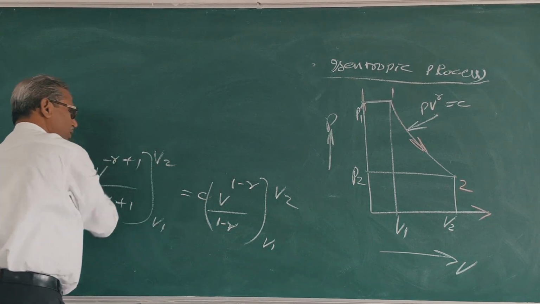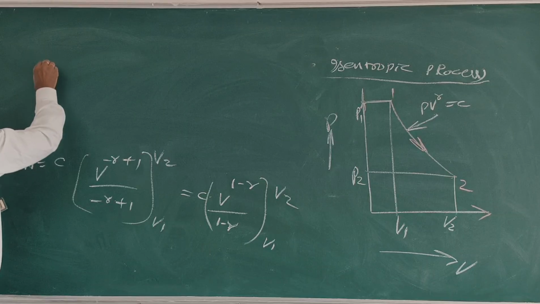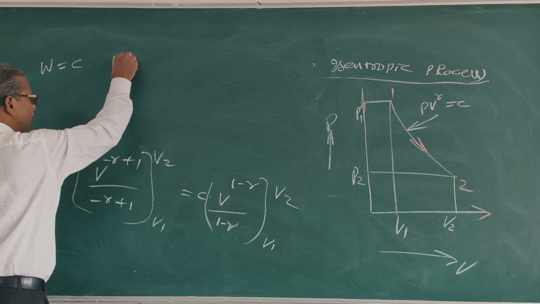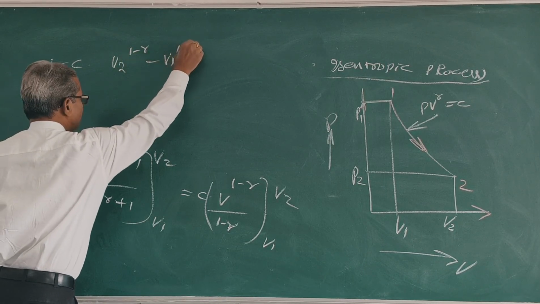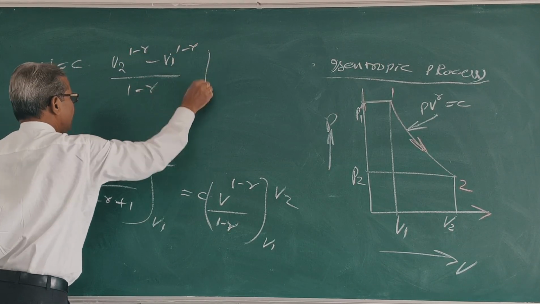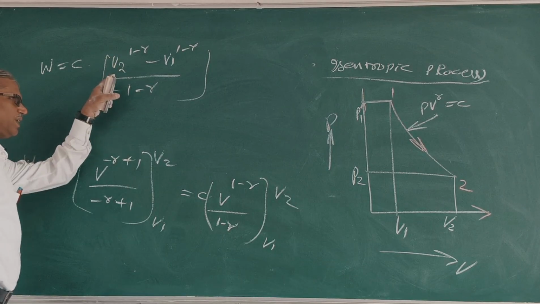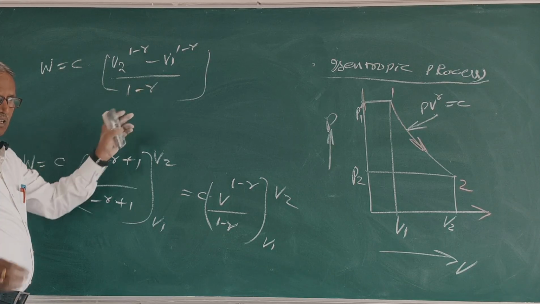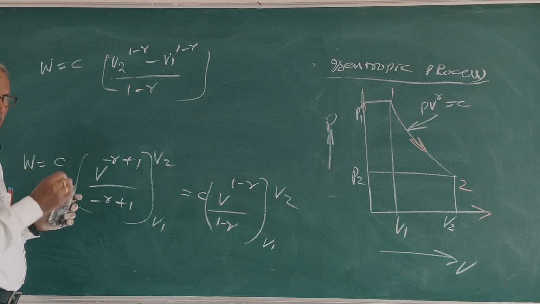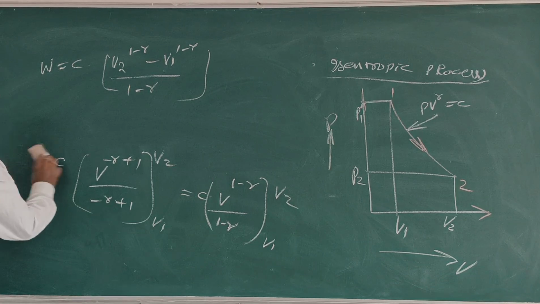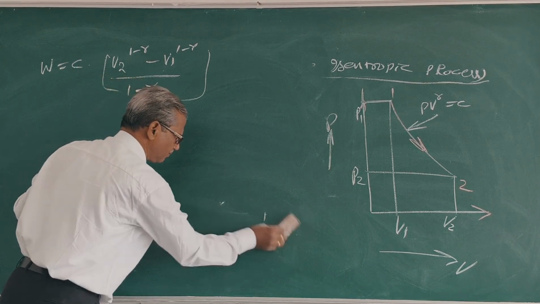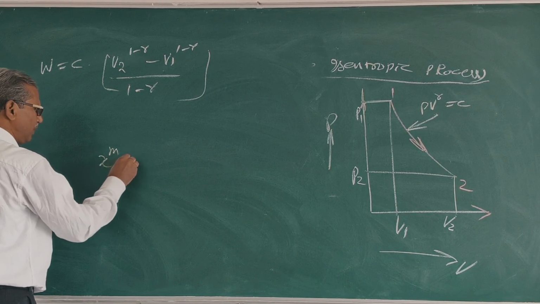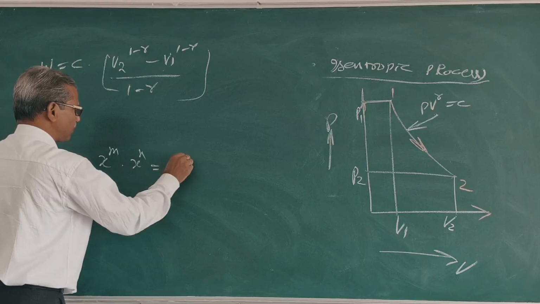So work done is equal to C into V2 to the power of 1 minus gamma minus V1 to the power 1 minus gamma, by 1 minus gamma. Put C is equal to P2 V2 to the power gamma here, and P1 V1 to the power gamma there, because when equating with the same base, the powers can be added or subtracted. So for the same base, S to the power of m into S to the power of n is equal to S to the power of m plus n. Clear?